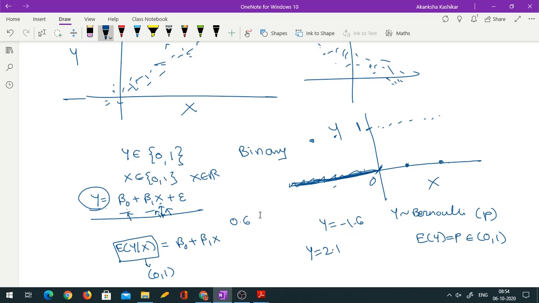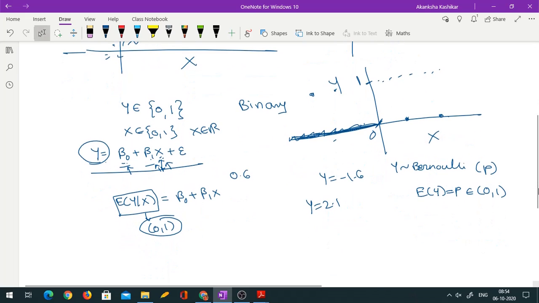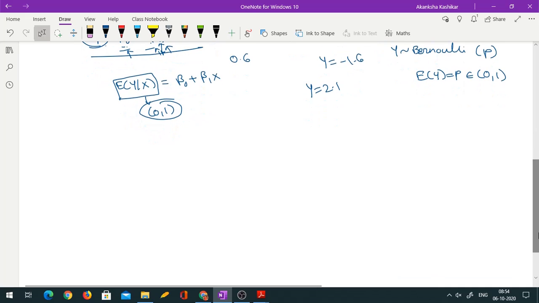Unless I put some restriction on beta naught, beta 1 and possibly x, I cannot guarantee that my y is contained between 0 and 1. So if I want to still proceed with the same regression model, I'll have to put conditions on beta naught, beta 1, and it's not very optimal. We don't even know what those conditions would look like because there are infinitely many possibilities of beta naught, beta 1 and x. So we don't know how to proceed.